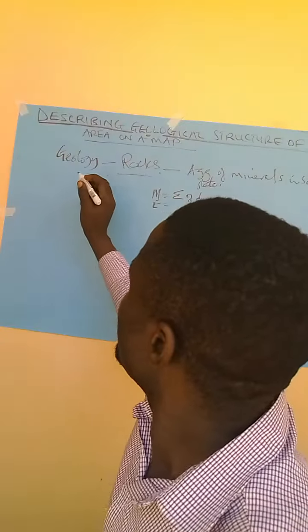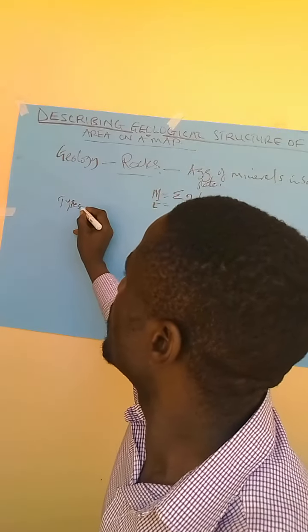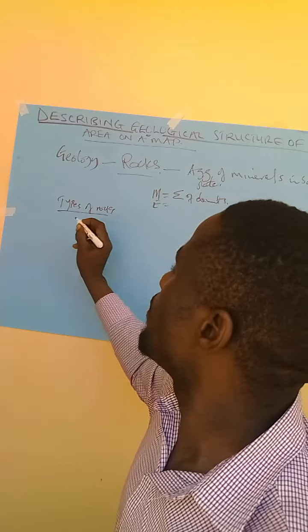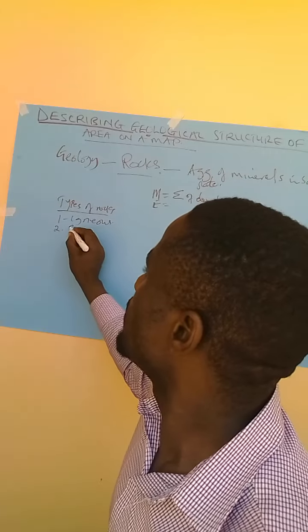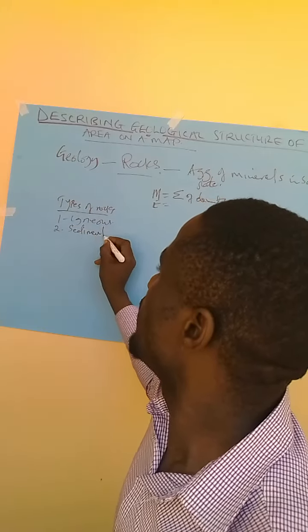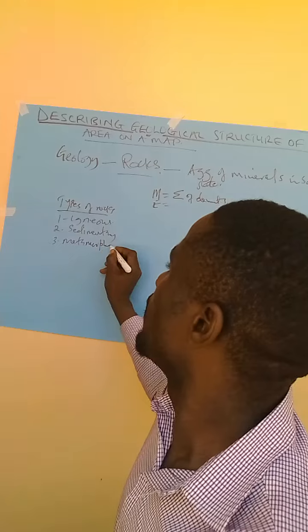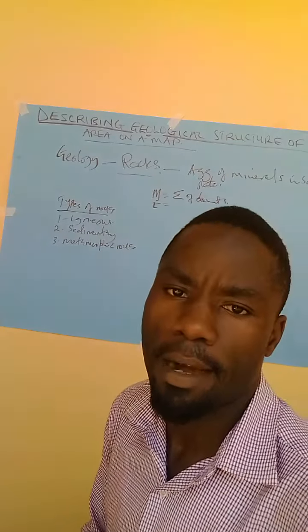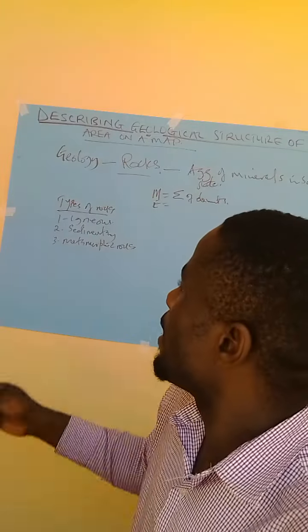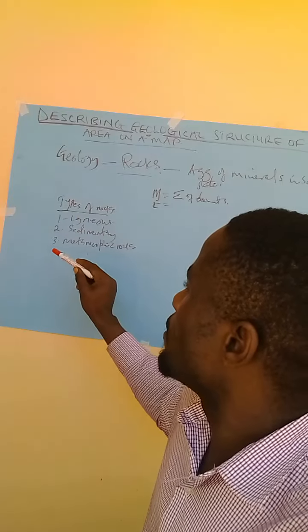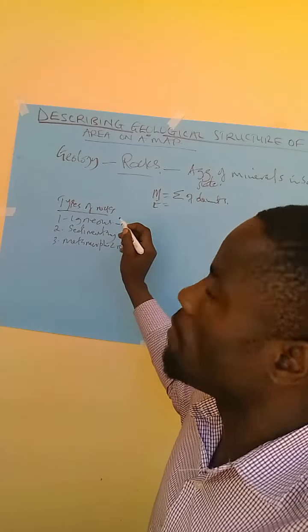These rocks, before you discuss them on the map, you should know the types of rocks we have. Basically, we have three types of rocks. We have igneous rocks, sedimentary rocks, and metamorphic rocks. Any area can have any of those, or can have all of them. So on the map, how do we know that an area has igneous rocks, sedimentary rocks, or metamorphic rocks?